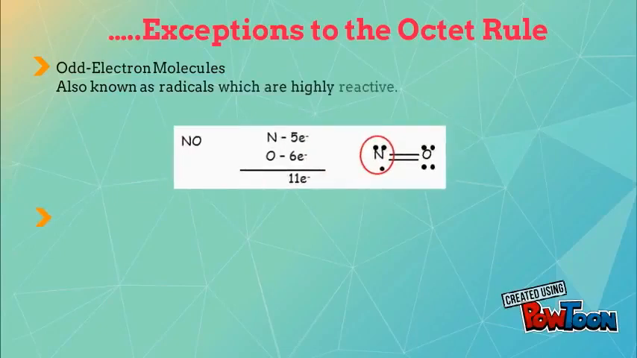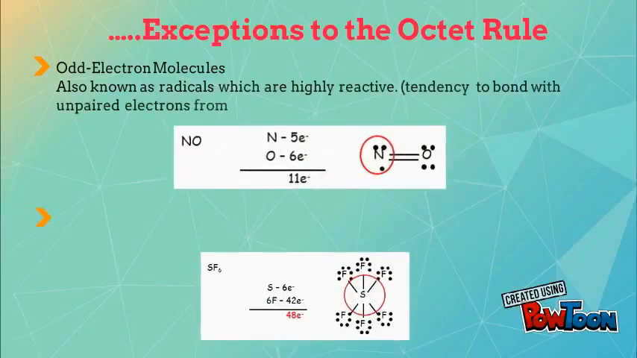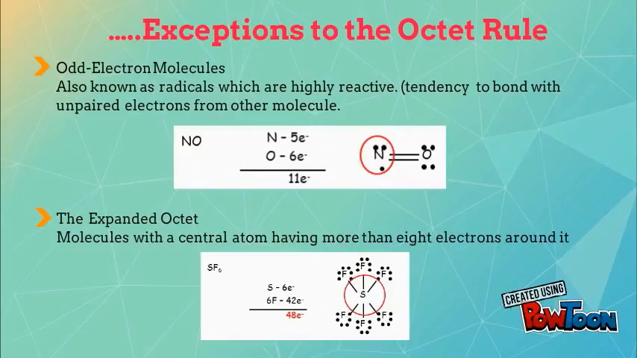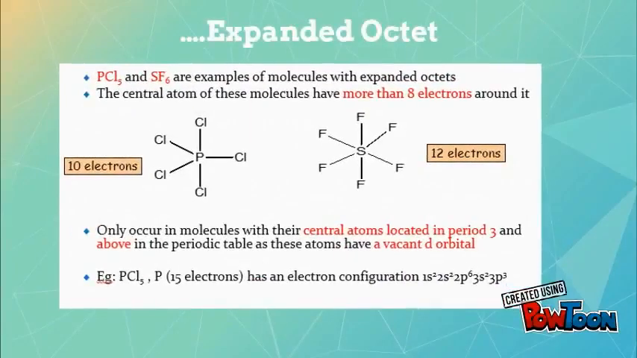Odd electron molecules, also known as radicals, which are highly reactive. They have a tendency to bond with unpaired electrons from other molecules. The expanded octet: molecules with a central atom having more than 8 electrons around it. Continue from expanded octet.